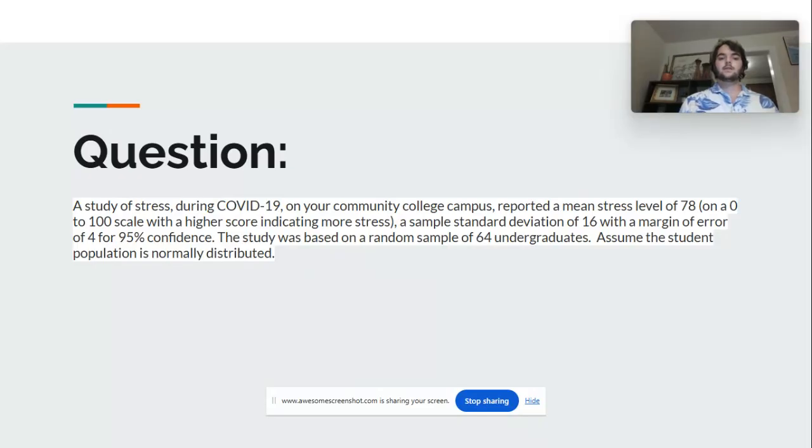on your community college campus reported a mean stress level of 78 on a 0 to 100 scale, with the higher score indicating more stress. A sample standard deviation of 16 with a margin of error of 4 and 95% confidence. The study was based on a random sample of 64 undergraduates, and we were told to assume the student population was normally distributed.